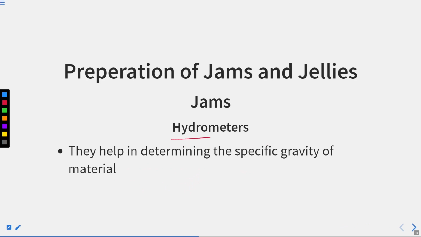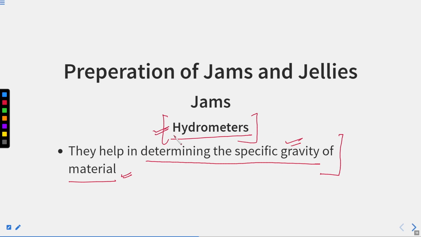Now, the hydrometer we are using helps determine the specific gravity of the material. So this is also checked, whether the specific gravity of the material has changed, right? If it has changed, then it shows that the jam is not of good quality, right? So this specific gravity is also noted, with the help of the hydrometer, the equipment that is used for determining specific gravity.